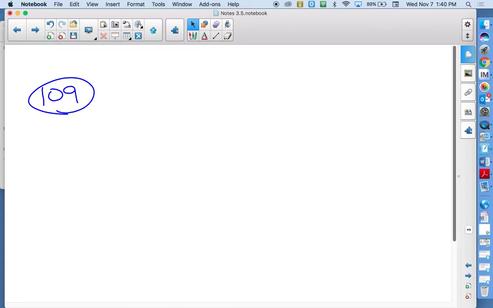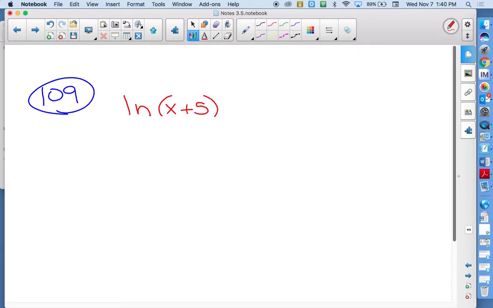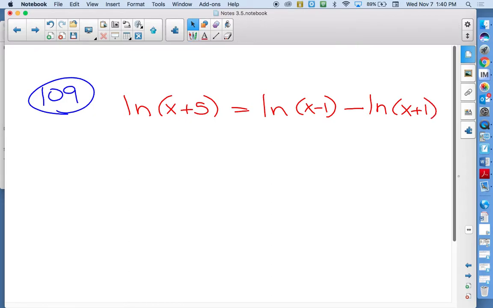So 109 says, we're dealing with that natural log again. x plus 5 equals the natural log of x minus 1, minus another natural log of x plus 1. So 3 different natural logs. So on the left side, what do you think you'd do with trying to combine the right side? What would you do to try and combine those two natural logs together?